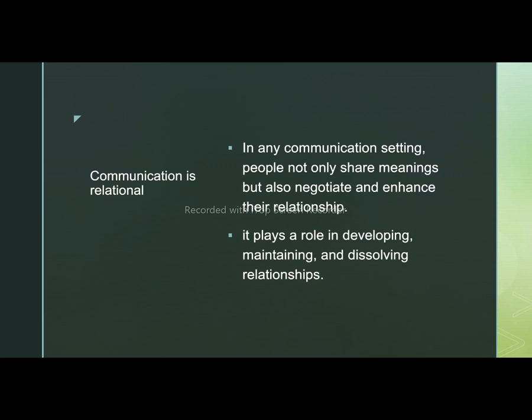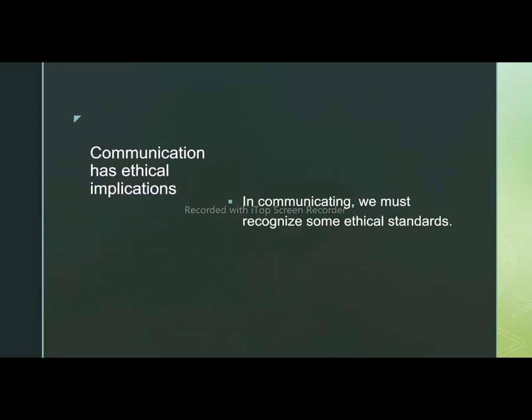My goodness. Continuing with this, we have communication has its ethical implications. In communication, we must recognize some ethical standards.